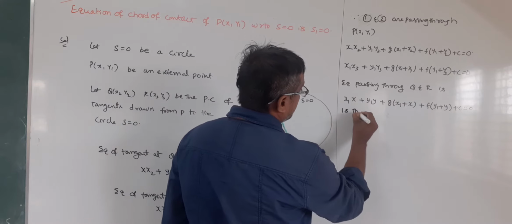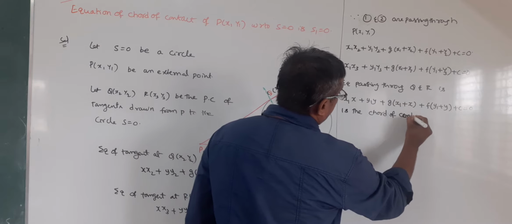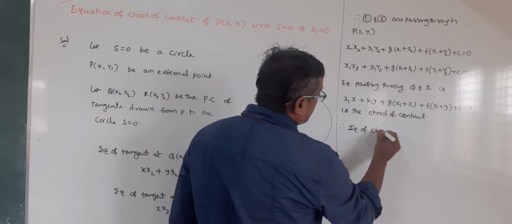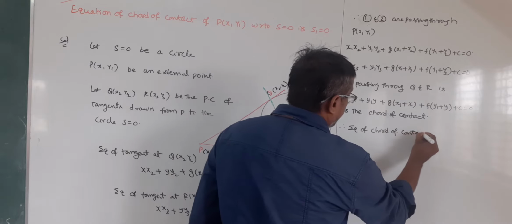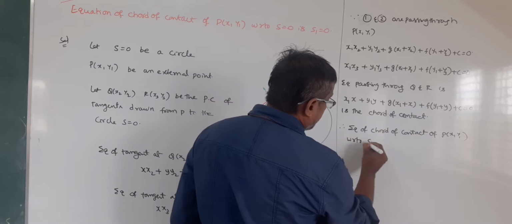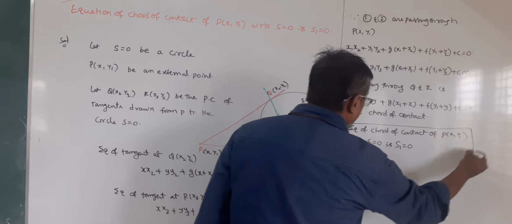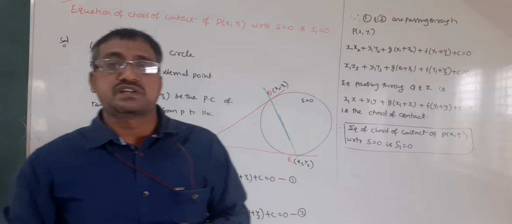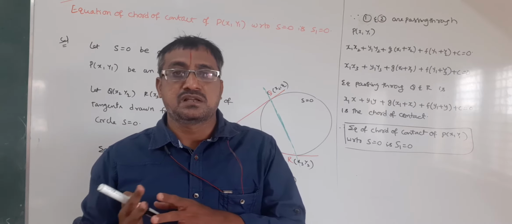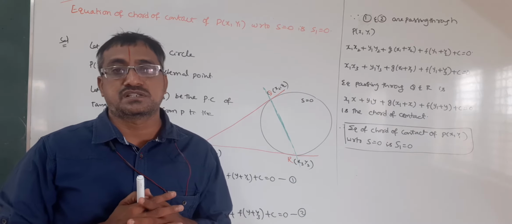So this is the chord of contact. Therefore, the equation of chord of contact of P(x1, y1) with respect to S = 0 is S1 = 0. Very important concept: the equation of chord of contact of a point which is outside the circle is S1 = 0. That is the concept.